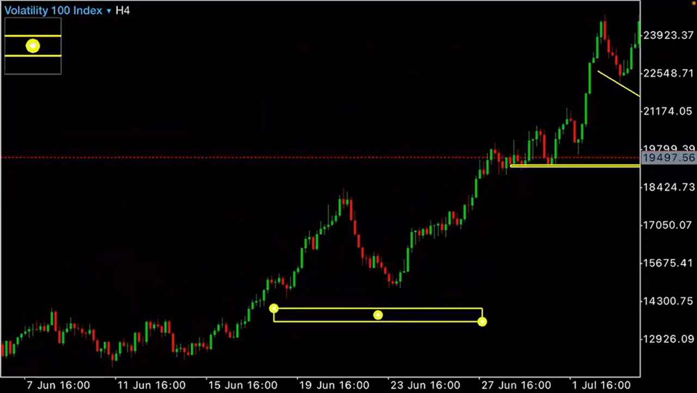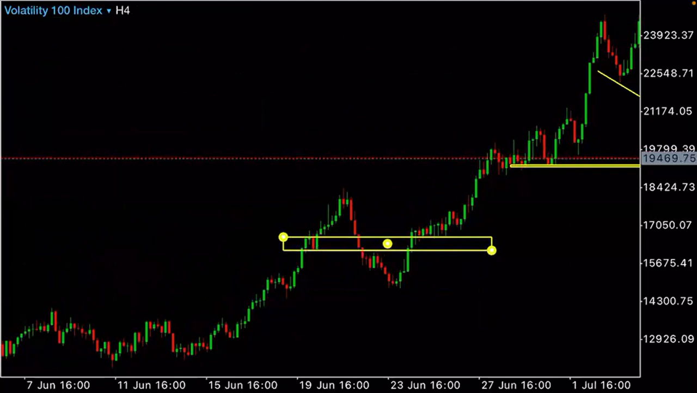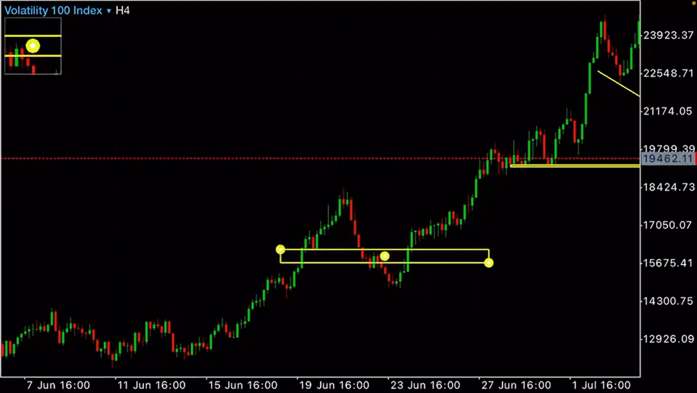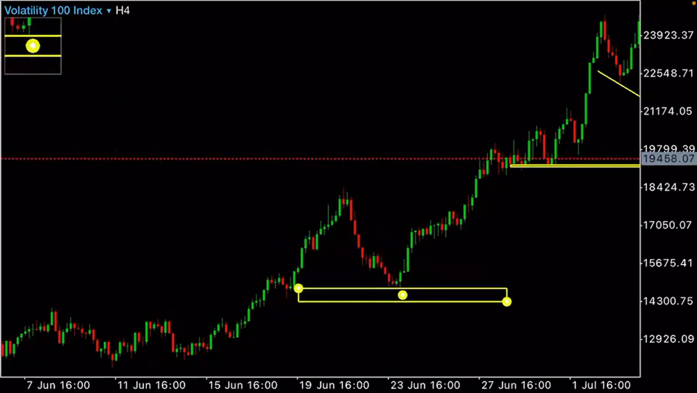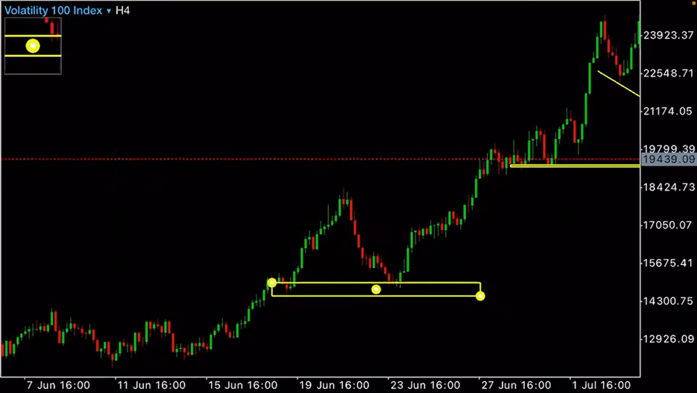Look at this one. This one failed, right? Price didn't respect this order block, whereas price continued to the downside. Okay, but look at this one. Price respected. Let's focus on this order block where price respected it. This one, the H4 order block.